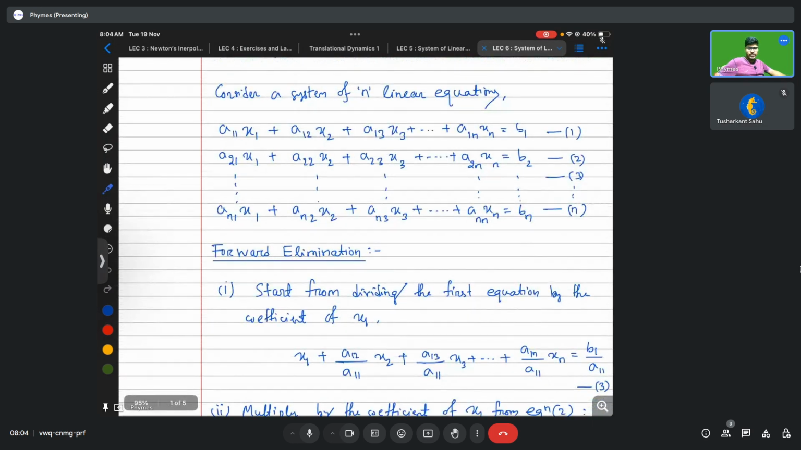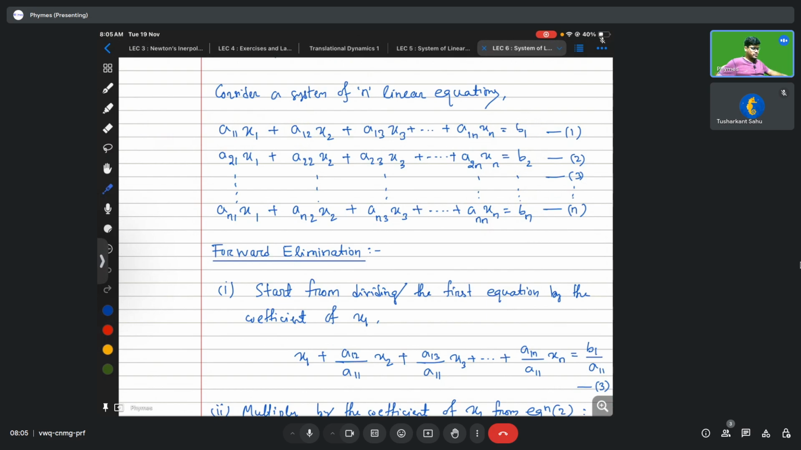Now suppose there are n number of linear equations. This n may be any number, suppose 10 or 11 or anything, and here there will be n number of variables from x1 to xn, and also n number of non-homogeneous parts, b1, b2 up to bn, and there will be these coefficients a11, a12 up to ann, and we need to solve these n linear equations.